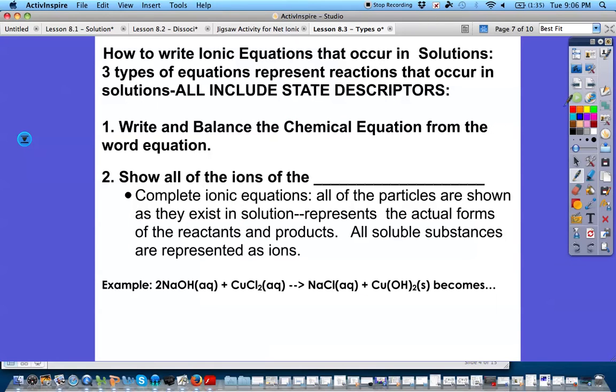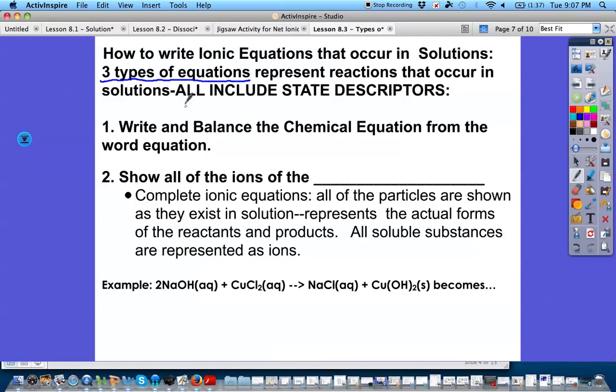So now that we've discussed the types of reactions, we're going to go through how we write these ionic equations that occur in the solutions. You're going to have 3 types of equations that you are writing. These are going to represent the reactions that are occurring within the solutions.